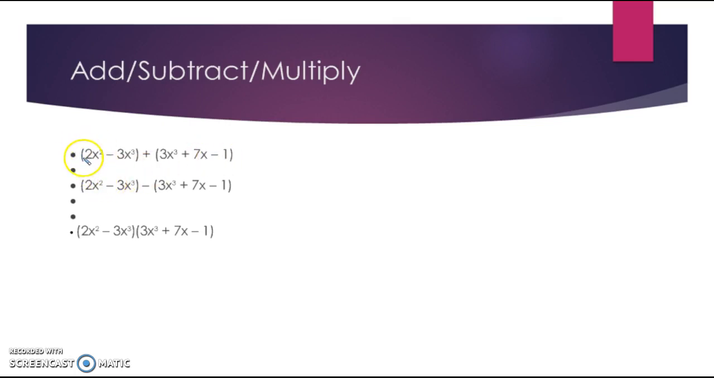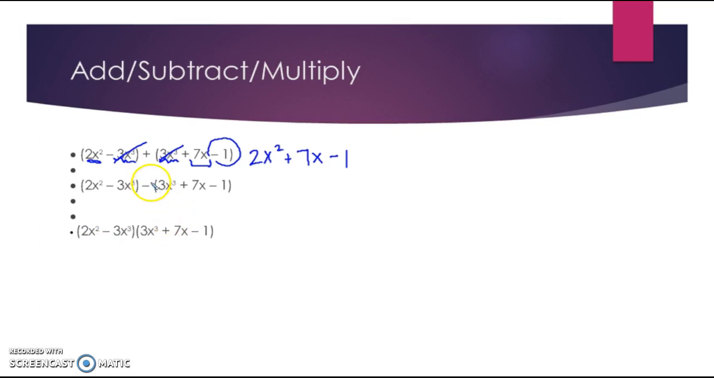If I start from the beginning, I've got a 2x squared, which doesn't have anything else to go with it, so I'm just going to bring the 2x squared into my answer. I have a negative 3x cubed and a positive 3x cubed, which actually end up canceling. Then I have a 7x, which doesn't have anything, as well as a minus 1. Make sure that your exponents are in descending order, so this is in standard form, and that is my answer. I don't have to do anything else to it.